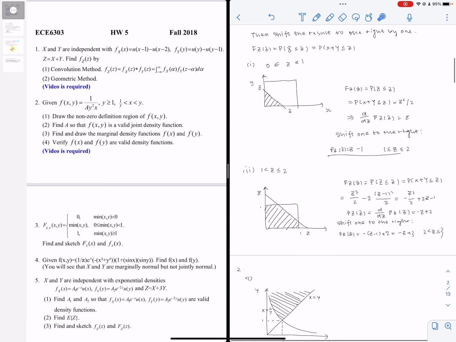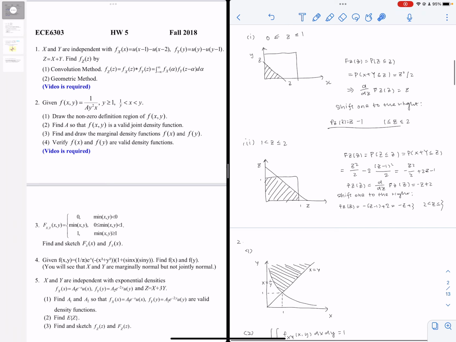And then the derivative of that would be the density function. So here we have z. And we shift this function to the right by 1. We have z minus 1. And that's when z is from 1 to 2.